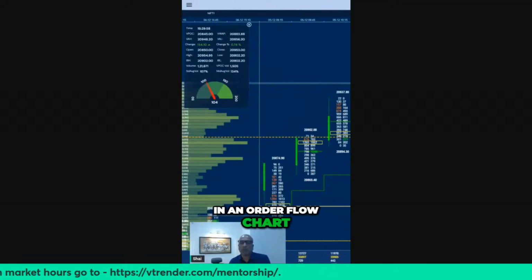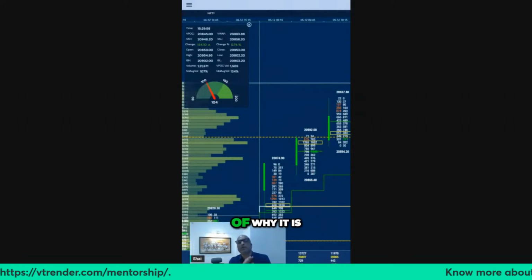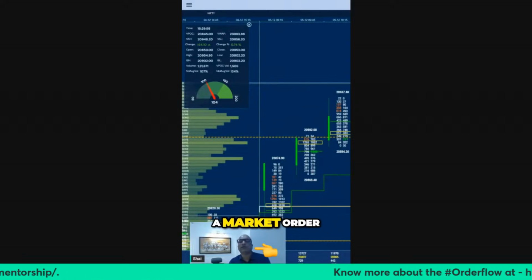Now, in an order flow chart, you really do not need to get into the details of why it is a limit order or why it is a market order.